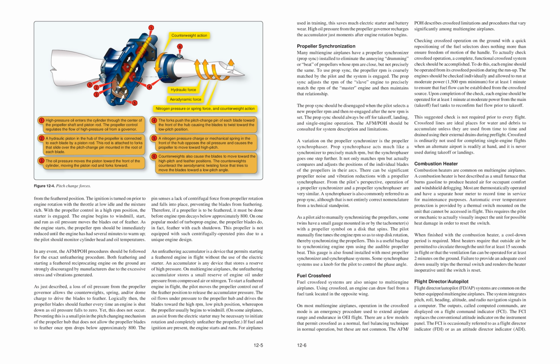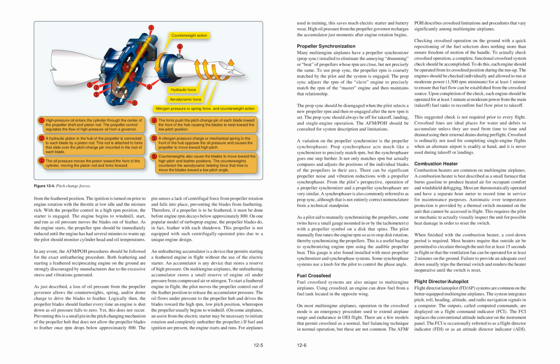As a pilot aid to manually synchronizing the propellers, some twins have a small gauge mounted in or by the tachometers with a propeller symbol on a disc that spins. The pilot manually fine-tunes the engine RPM so as to stop disc rotation, thereby synchronizing the propellers. This is a useful backup to synchronizing engine RPM using the audible propeller beat. This gauge is also found installed with most propeller synchronizer and synchrophase systems. Some synchrophase systems use a knob for the pilot to control the phase angle.